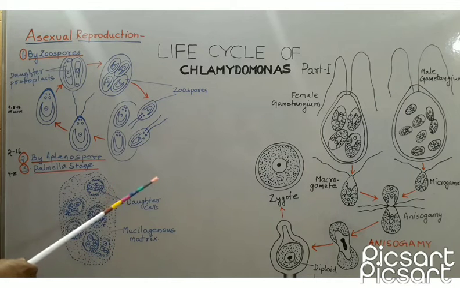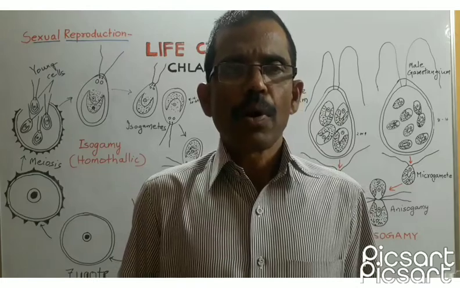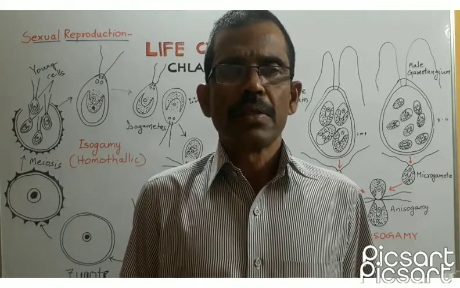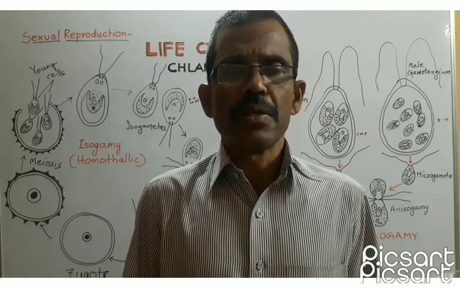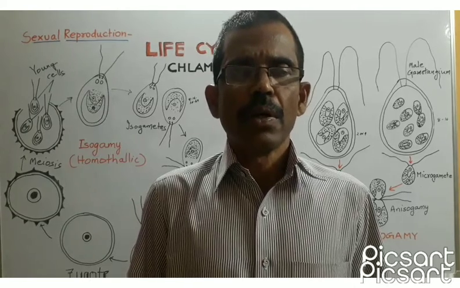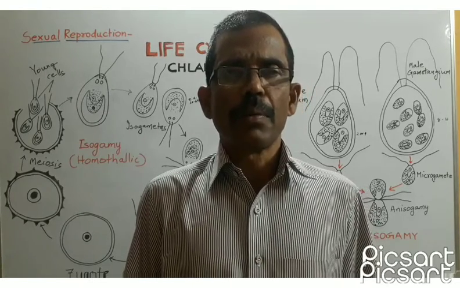Next we shall discuss sexual reproduction. Sexual reproduction in Chlamydomonas takes place in the deficiency or absence of nitrogenous compounds in the medium.